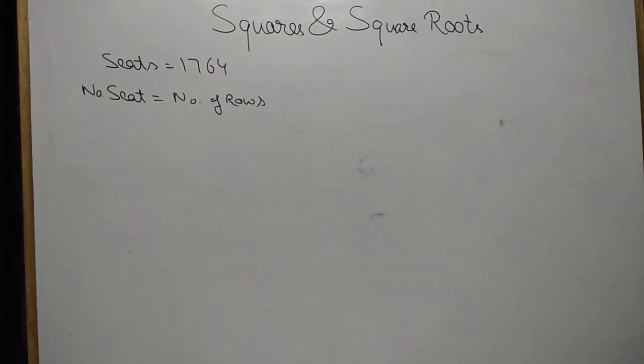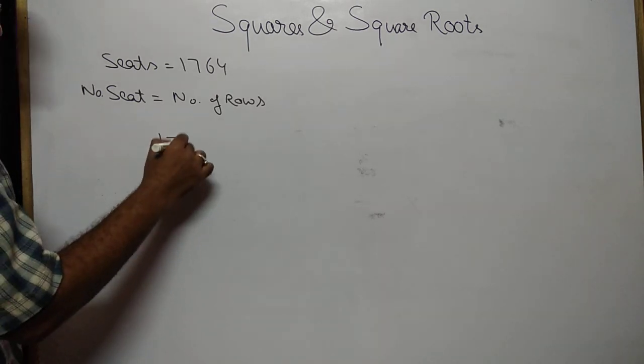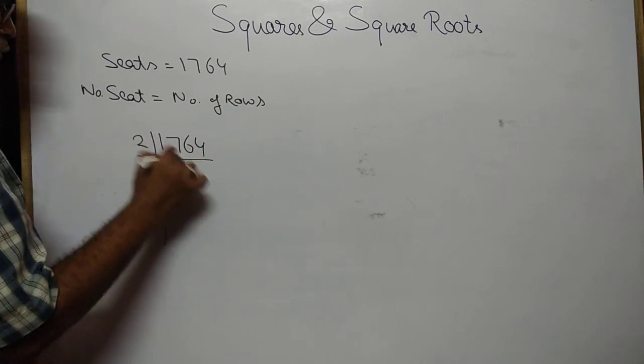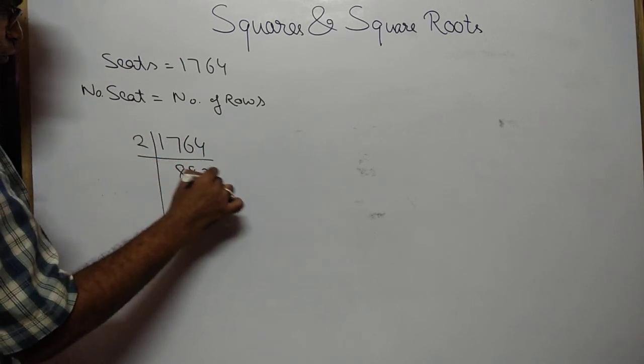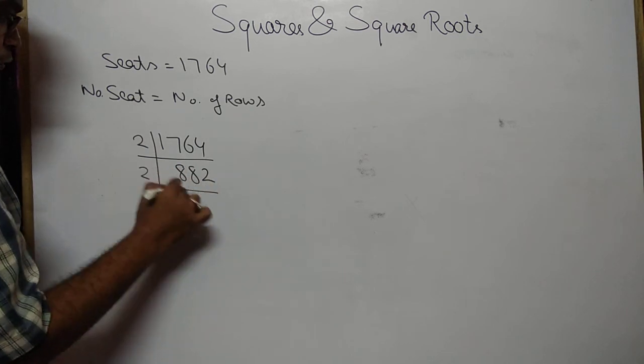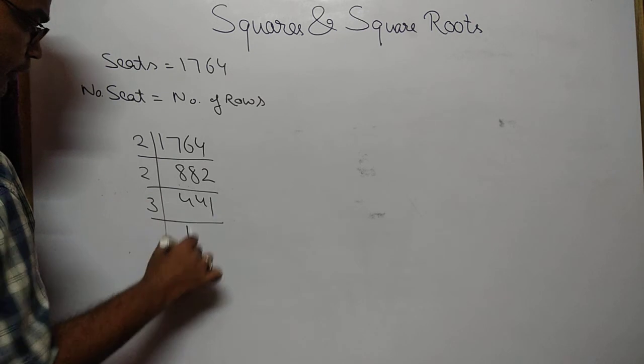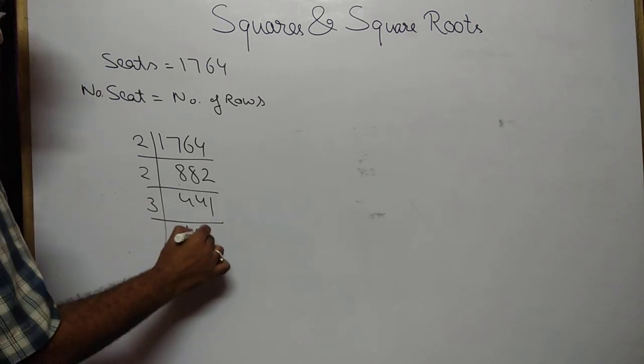So what is the square root? We have to use prime factorization method. 1764. We try to find out: 2 8s are 16, 2 2s are 4, again 2 4s are 8, 4 4s are 16, again 3 3s are 9, 3 4s are 12, 3 7s are 21.